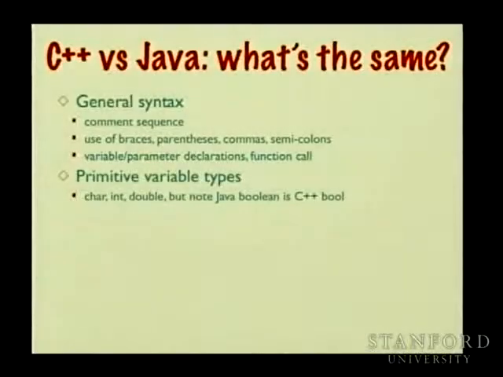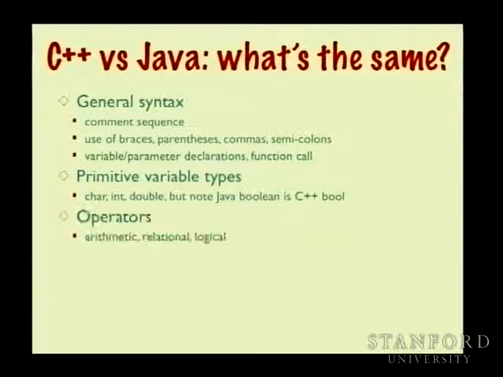All of the primitive variable types, char, int, double, plus the more esoteric long and float and short, are present in Java and present in C++ and have basically the same semantics. There is one minor adjustment there, which is that Java's Boolean type, the true-false variable type, is actually called bool in C++. So you have to type a few fewer characters on that end.